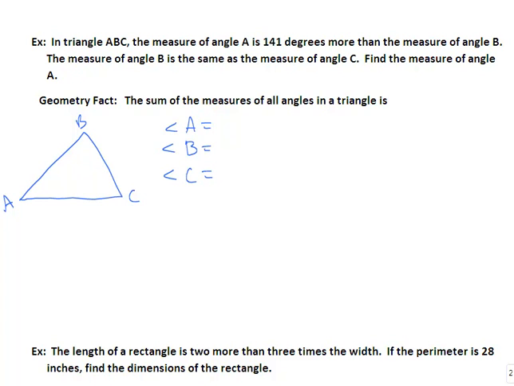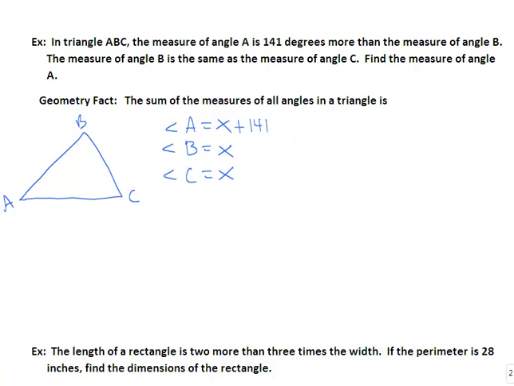So if we let angle B be x, then that will determine what angle A is. It's that same x plus 141 more. In the second sentence, it says the measure of angle B is the same as the measure of angle C. So if angle B is x, then so is C. So we now have the measures of our three angles in terms of x.